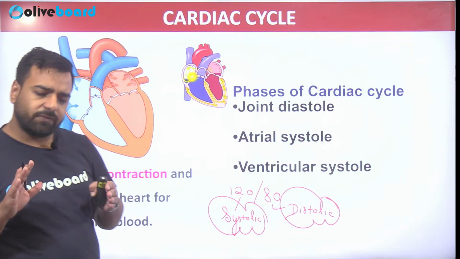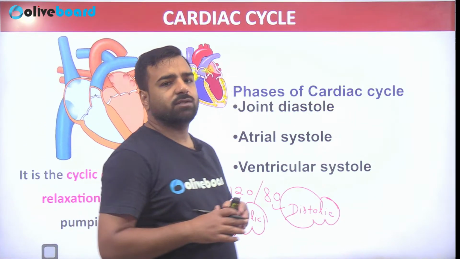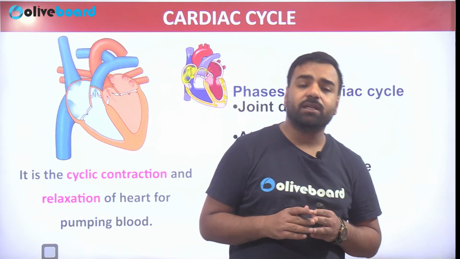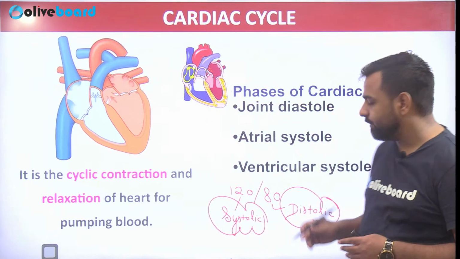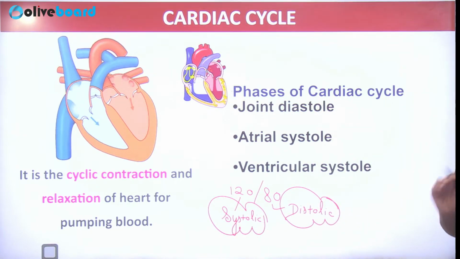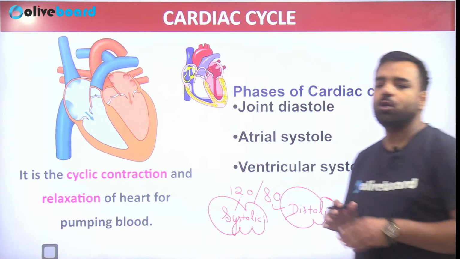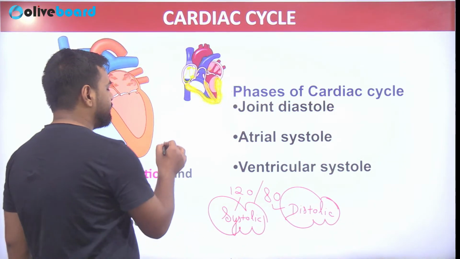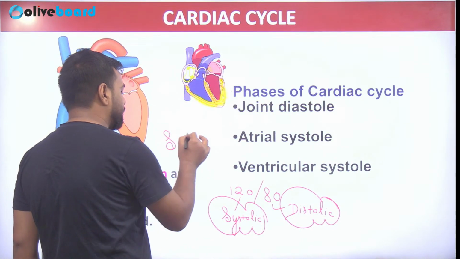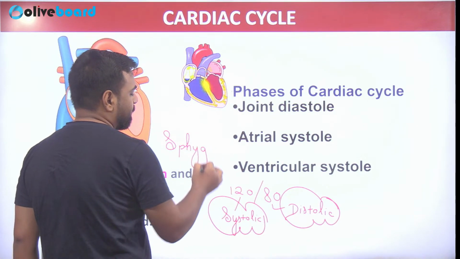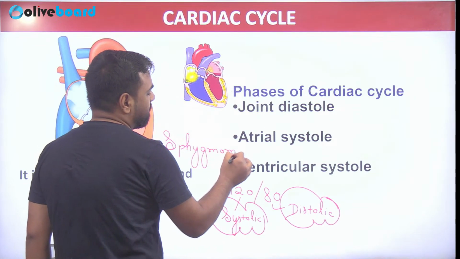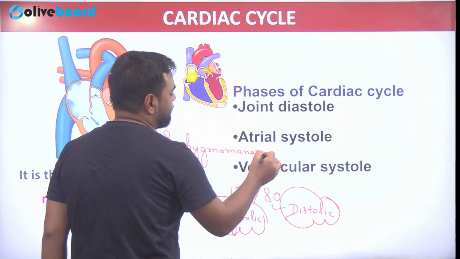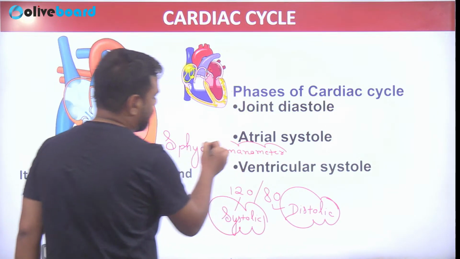Now, if the value is more than this, we will say that the person is suffering from high blood pressure. But if the value is lower than this, then we will say that the person is suffering from low blood pressure. And what is the name of the device? The device is basically the sphygmomanometer. Understood?